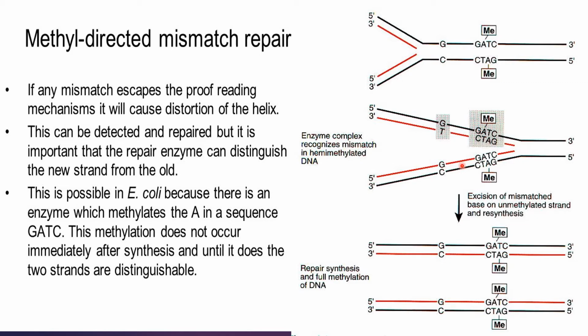After that, if there is any mismatch, here you can see this pair of complementary nucleotide bases, they are excised, with excision of the mismatched base on the unmethylated strand and resynthesis. This is how the two strands are separated, and the newly synthesized strand, when it matures, will also be methylated. Then the repaired, newly synthesized DNA will be methylated.